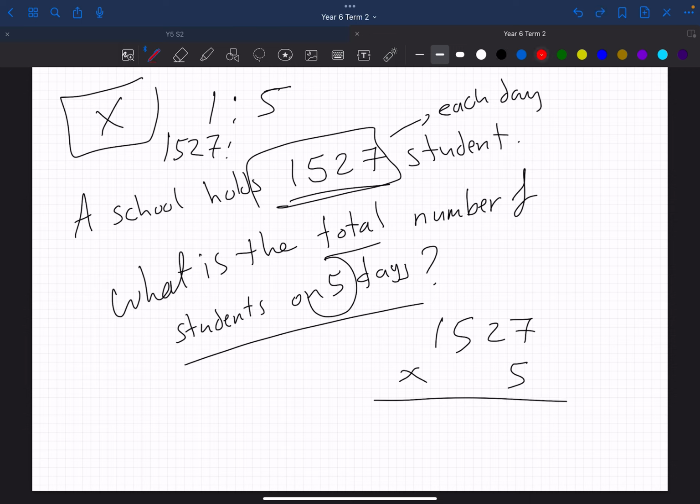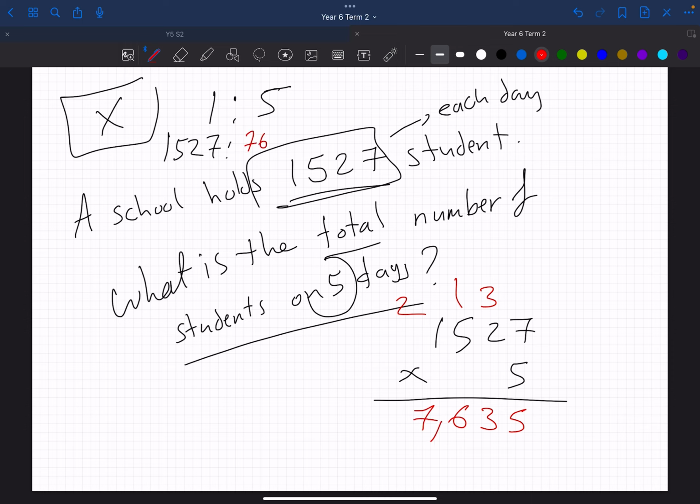Multiply. Come on. Simple. 5 times 7. Come on, students. It's 35. 5 here, 3 up. 5 times 2, 10. 10, 3, 13. 3 here, 1 up. 5, 5, 25. 25 and 1, 26. 6 here, 2 up. 5, 1, 5. 5, 2, 7. The answer is 7,635.